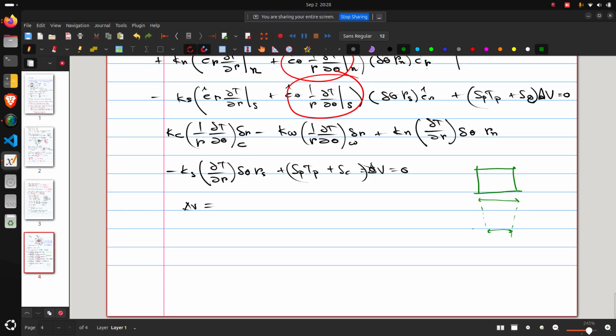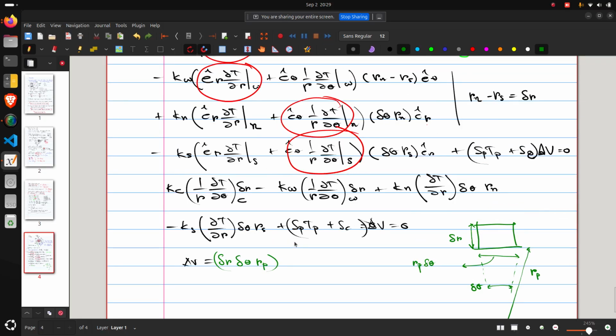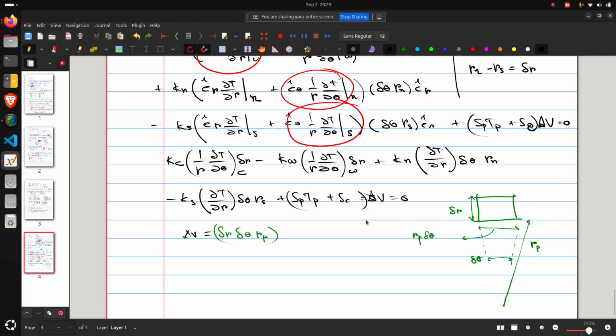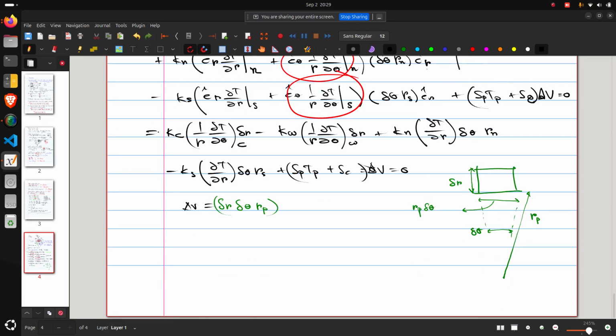So we have delta theta, and the radius will be something like rp. Okay, and what will be this length? This is nothing but delta r, right? And what will be this length? This will be nothing but rp delta theta, right? So it is nothing but del r del theta rp. This is the volume of the cell, right? Now where were we? Yeah, so this is the equation that we got, right?